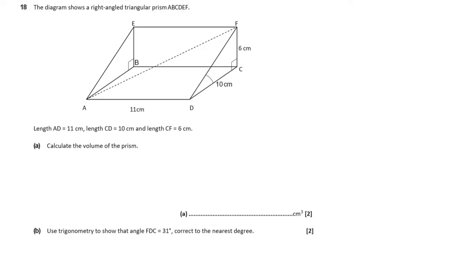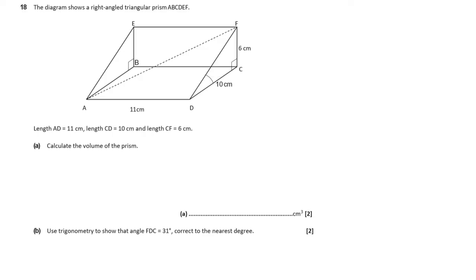Okay. Now we're told that the length AD is 11, length CD is 10, and length CF is 6. Always check that these measurements they give you in the question are actually on the diagram, because sometimes they're not. In this case they are, but obviously if they're not, then you're going to have a headache just looking at the diagram. You're never going to be able to solve it. Okay, but they're all here in this case. Calculate the volume of the prism.